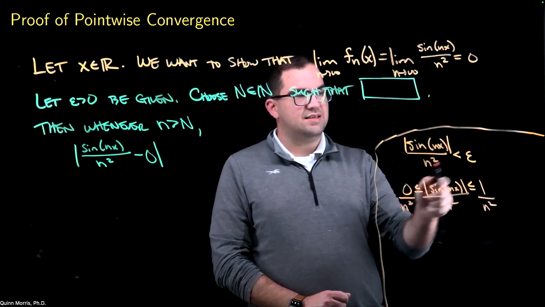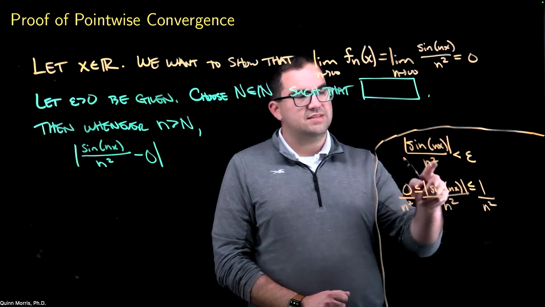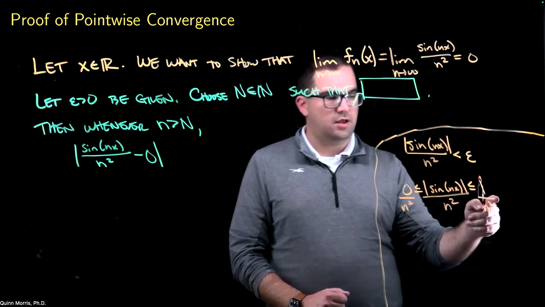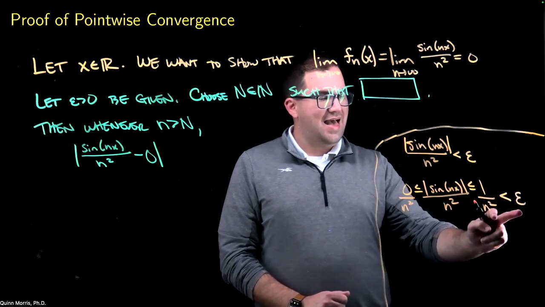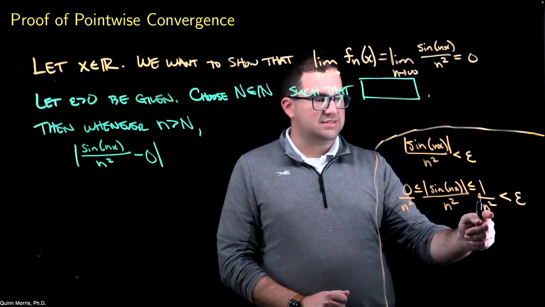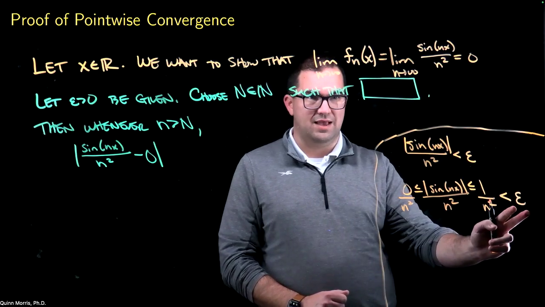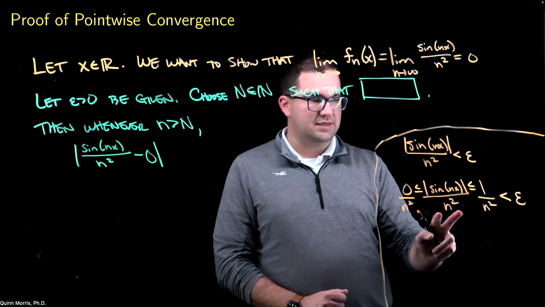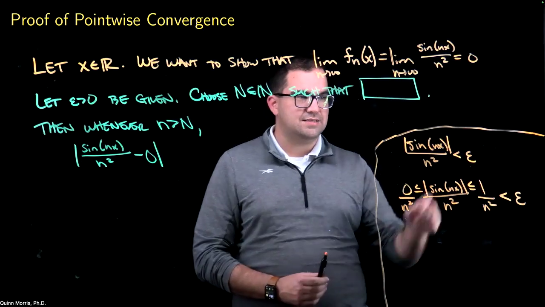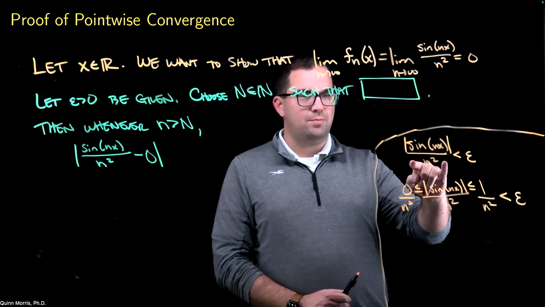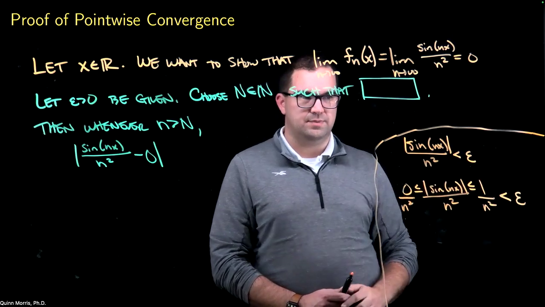Okay, so what I see is that this term over here is always less than or equal to 1 over n squared. So what if, instead of trying to get this thing less than epsilon, I focused on making 1 over n squared less than epsilon? If 1 over n squared was always less than epsilon, then the absolute value of sine of nx over n squared would also have to be less than epsilon, because it is always less than or equal to 1 over n squared. So the idea is I'm going to substitute something that's a little bit larger than this, and make sure that thing's always less than epsilon, and then this will always be less than epsilon.